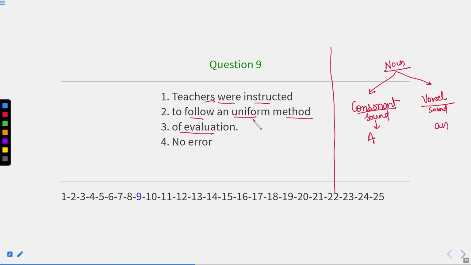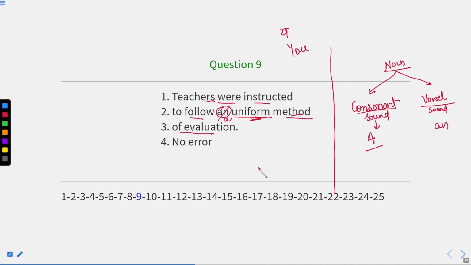Now, if we talk about "uniform", uniform is actually like a word beginning with "ya" of the Hindi Varnamala, or in English it is beginning with y-o-u, as the spelling of the letter u is y-o-u. So it appears or sounds like it is beginning with a "y" sound. That is why we need to put "a" before it. So this "an" is incorrect, it should be "a".